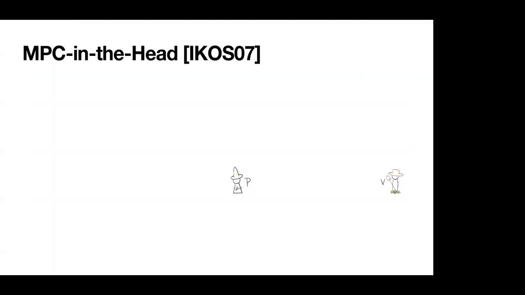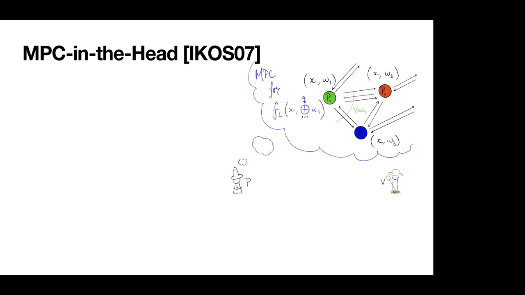All right, so let's do a review of MPC in the head from IKOS 07. You have a prover and a verifier. And the prover, you want to build a ZK protocol or an HVZK protocol. And the prover in her head imagines carrying out an MPC protocol for some function f sub L, which is really the NP verification function for some NP language L, where the input here is the statement X and a witness W, which I express here as Q secret shares, with secret shares W sub i.